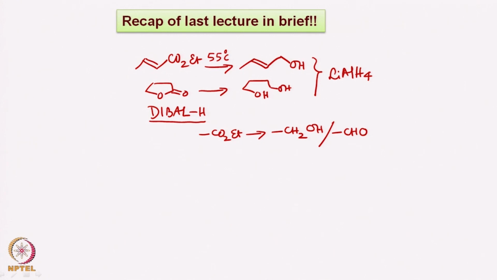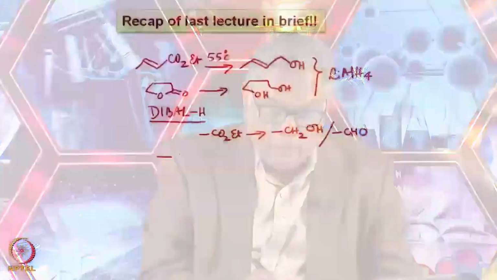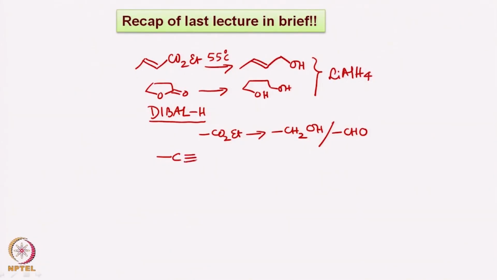Then we also looked at the reactivity of diisobutyl aluminum hydride with respect to the nitrile, where it can be stopped at the aldehyde stage, which is very different from lithium aluminum hydride. On the other hand, we can also use lithium trialkoxy aluminum hydride, where only one hydrogen is there, and can also do the same transformation leading to the formation of aldehyde from nitrile.